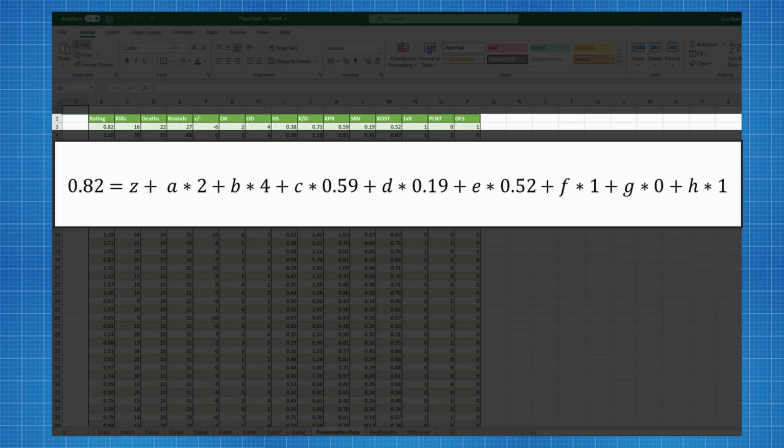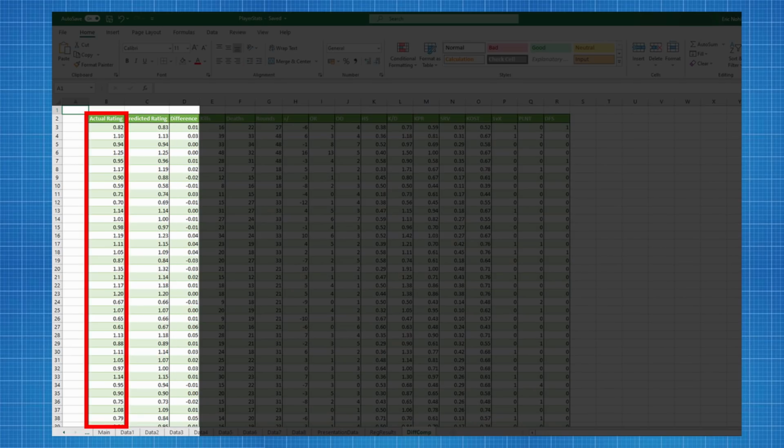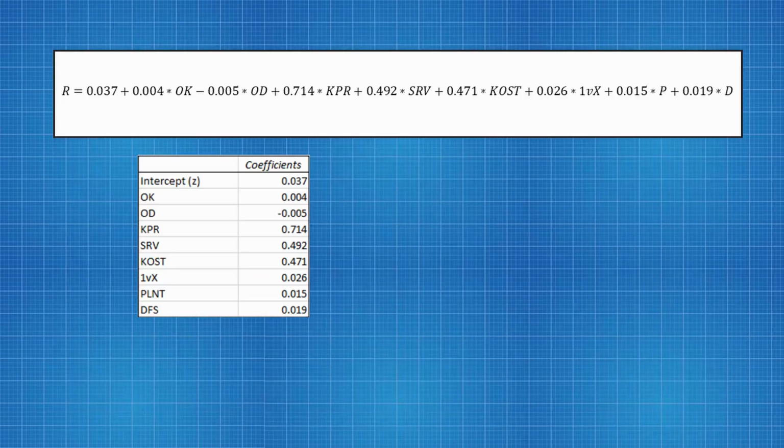What we've got right here is merely a computer's best guess as to how we need to weight these numbers, such that their sum is as close as possible to this number. And this becomes apparent when we compare the rating that we calculated through our coefficients with the actual rating from SiegeGG. As you can see, our method is always a bit off, but honestly, not by a lot. And as far as I'm aware, there is no better way of predicting the actual rating other than what we've done here.